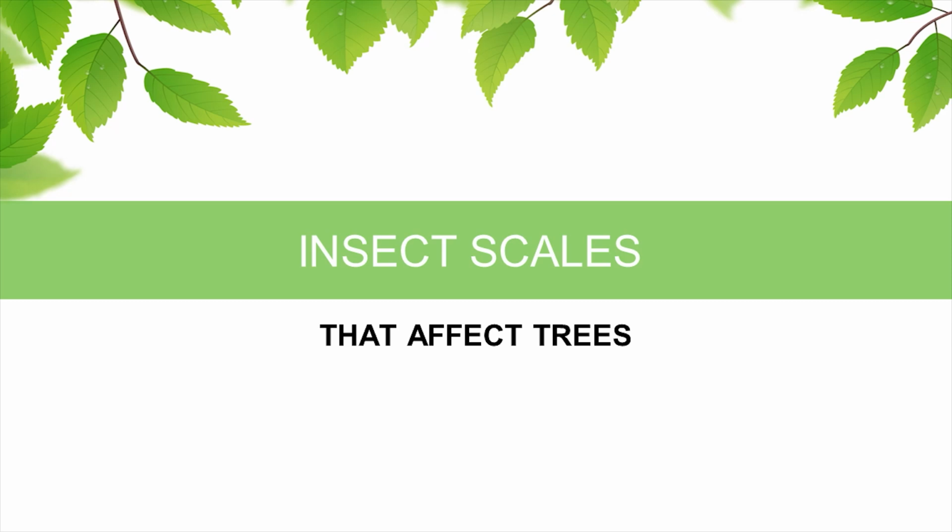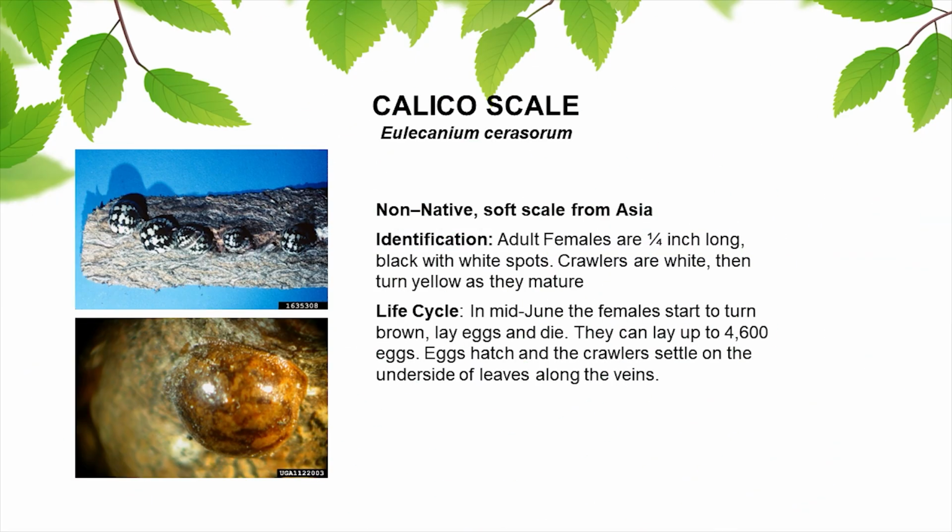Introduction: Scale insects that affect trees. This presentation covers information on some of the common insect scales that can affect trees and how they can be managed. The first insect scale is Calico Scale. It is a non-native, soft scale, originally from Asia.